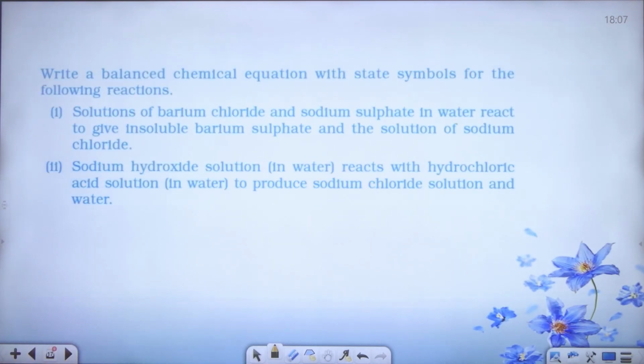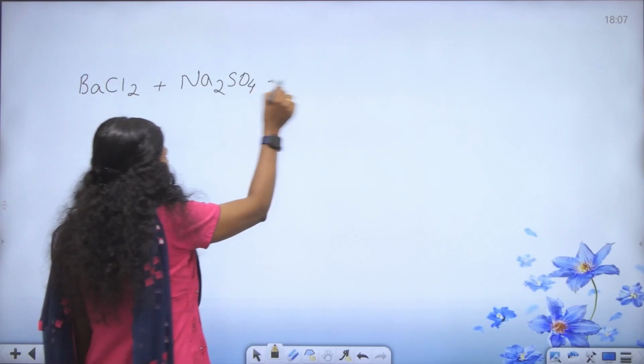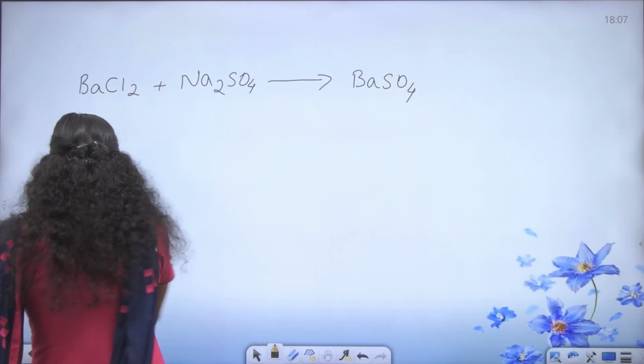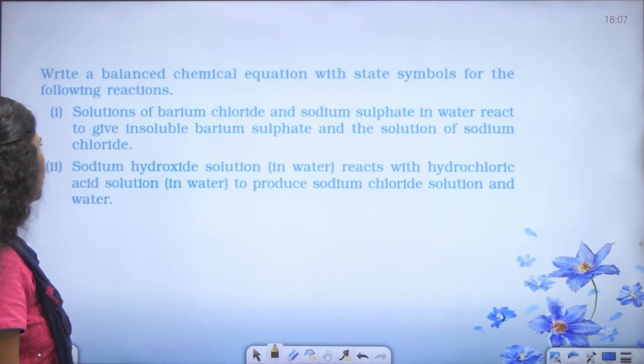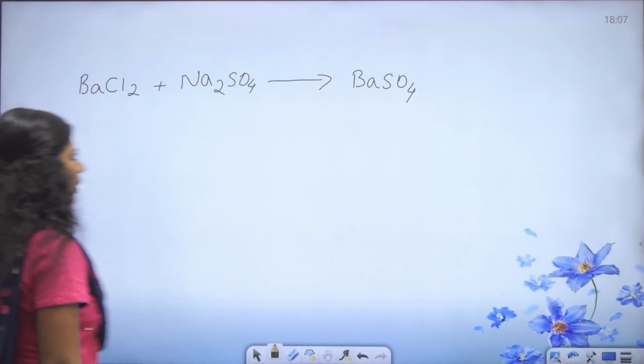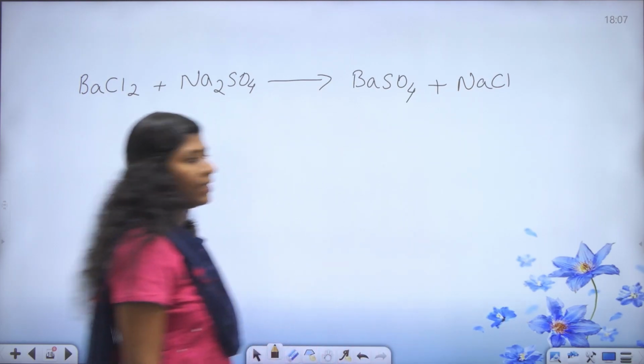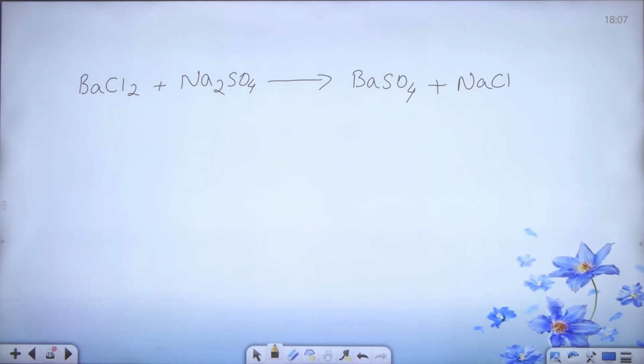Sodium sulfate in water. That means it is dissolved in water, an aqueous solution. React to give insoluble barium sulfate and the solution of sodium chloride, NaCl. Okay. BaCl2 plus Na2SO4 gives BaSO4 plus NaCl. Then check whether this equation is balanced or not.